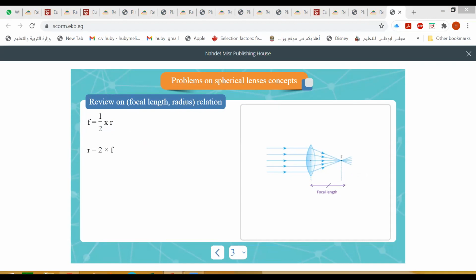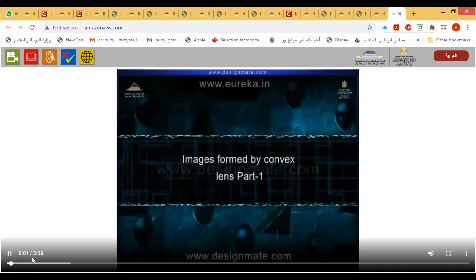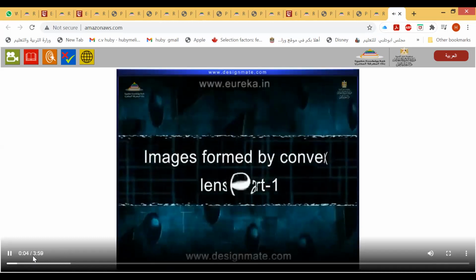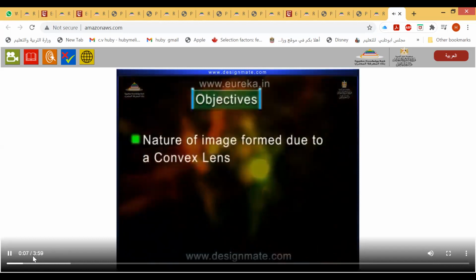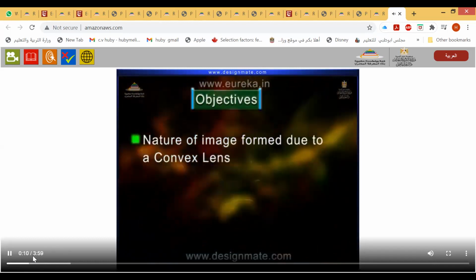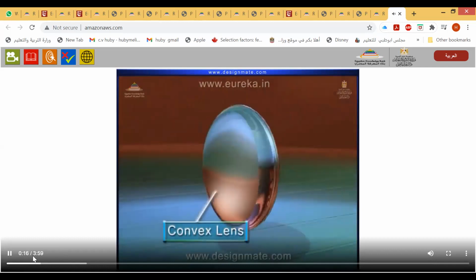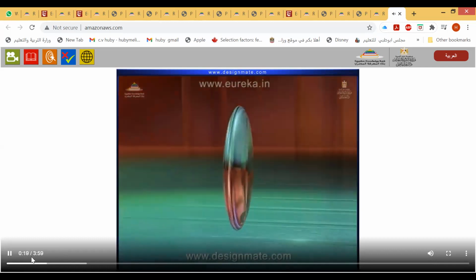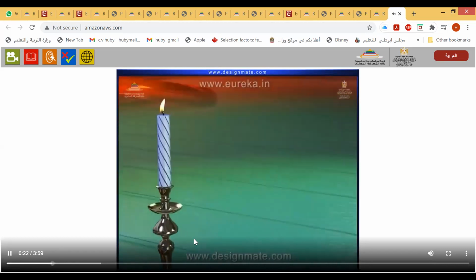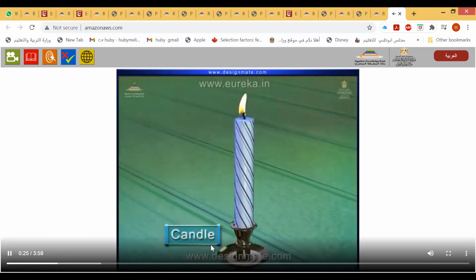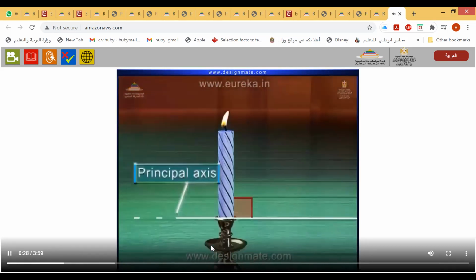Okay, next slide. Images from lenses. Images formed by a convex lens. Objectives: to study the nature of the image formed due to a convex lens, and to see its practical applications. For the sake of simplicity, in studying the images formed by a convex lens, we will use a linear object like a candle, kept perpendicular to the principal axis of the lens.